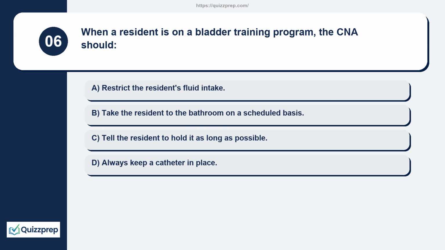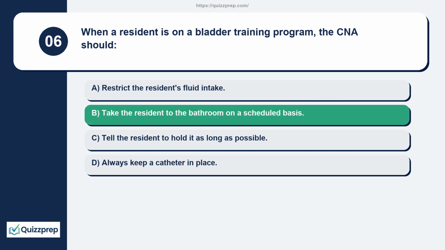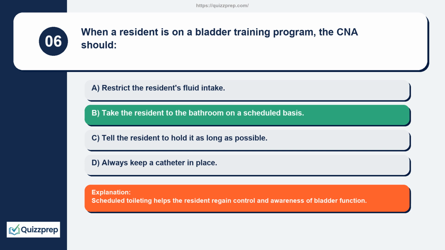Question 6. When a resident is on a bladder training program, the CNA should restrict the resident's fluid intake. Take the resident to the bathroom on a scheduled basis. Tell the resident to hold it as long as possible. Always keep a catheter in place. Scheduled toileting helps the resident regain control and awareness of bladder function.